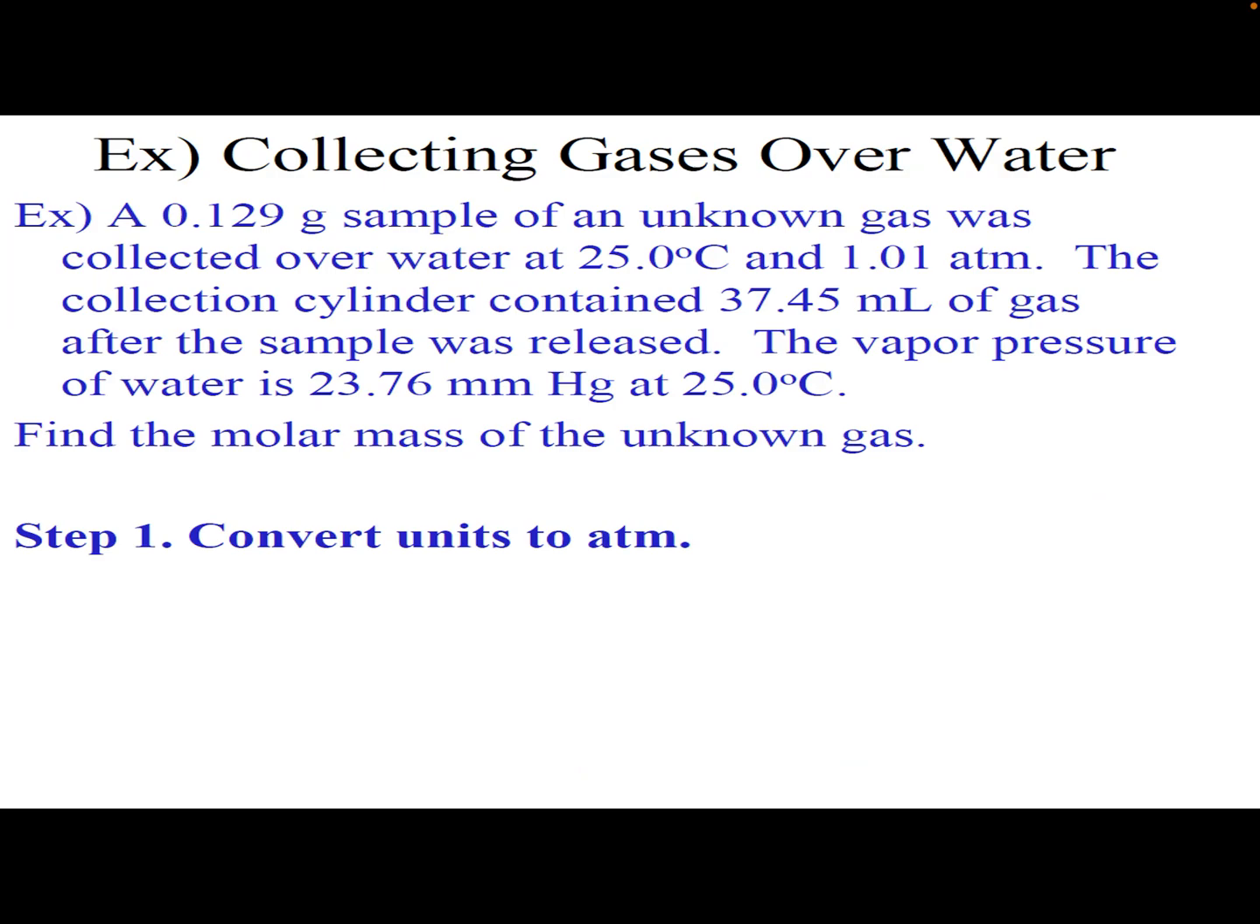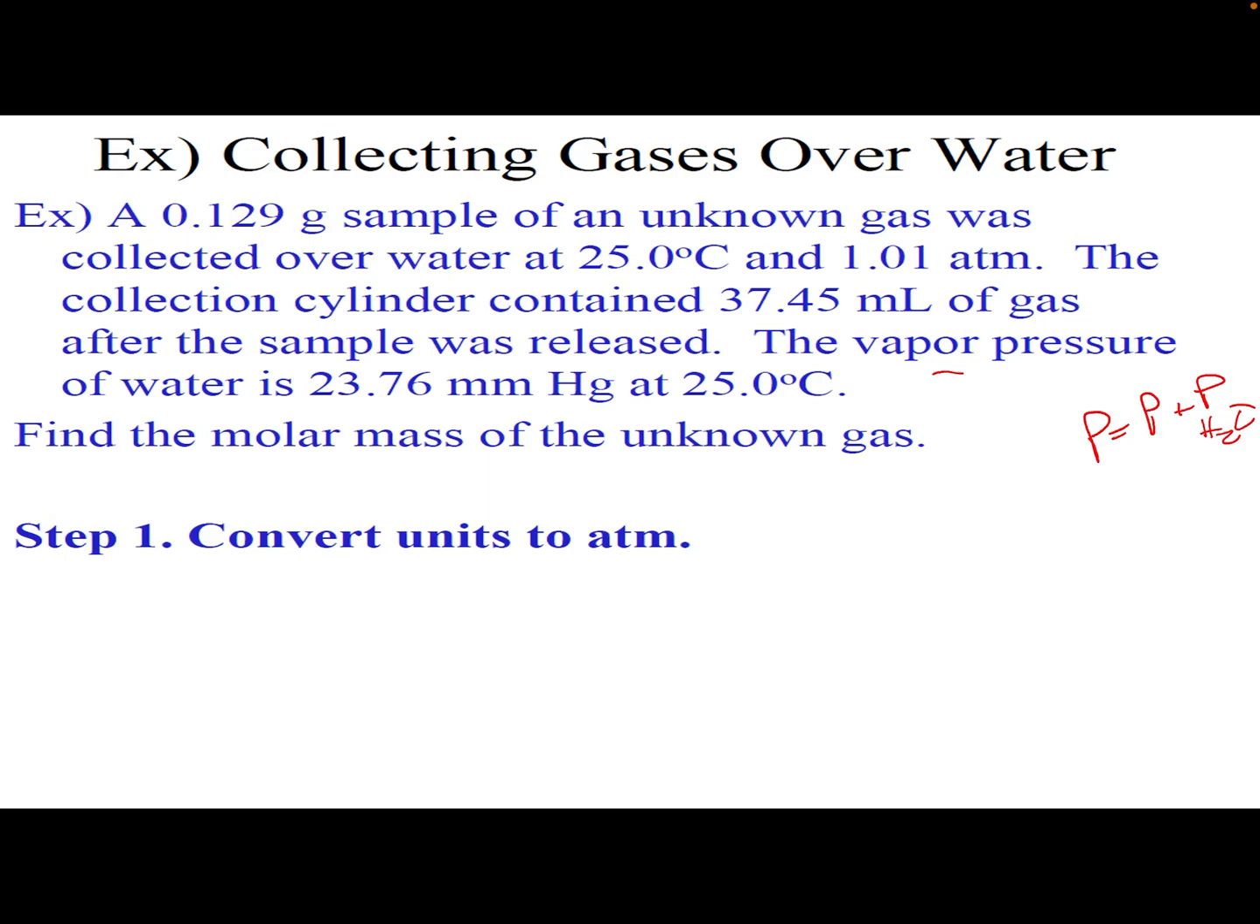So here we have a problem. A 0.129 gram sample of an unknown gas was collected over water at 25 degrees Celsius and 1.01 atmospheres. The collection cylinder contained 37.45 milliliters of gas after the sample was released. And then it gives you the vapor pressure of the water. Your total pressure is going to equal the pressure of whatever gas it is plus the pressure of the water. So that's why they've given you the pressure of the water.